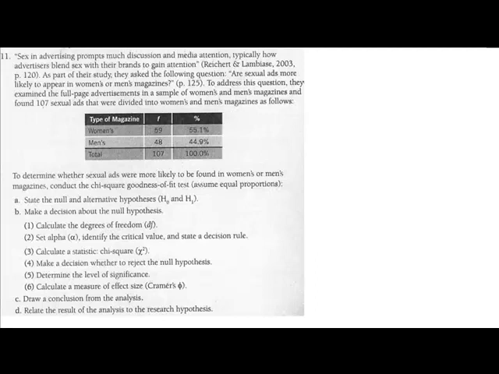To determine whether sexual ads were more likely to be found in women's or men's magazines, conduct the chi-square goodness of fit test, assuming equal proportions. All right. So state the null and alternative hypotheses. The null hypothesis is that the distribution of observed frequencies fits the expected. So our null hypothesis is that the frequency observed will fit with frequency expected. The alternative hypothesis will be that the frequency observed does not fit with what we expect.